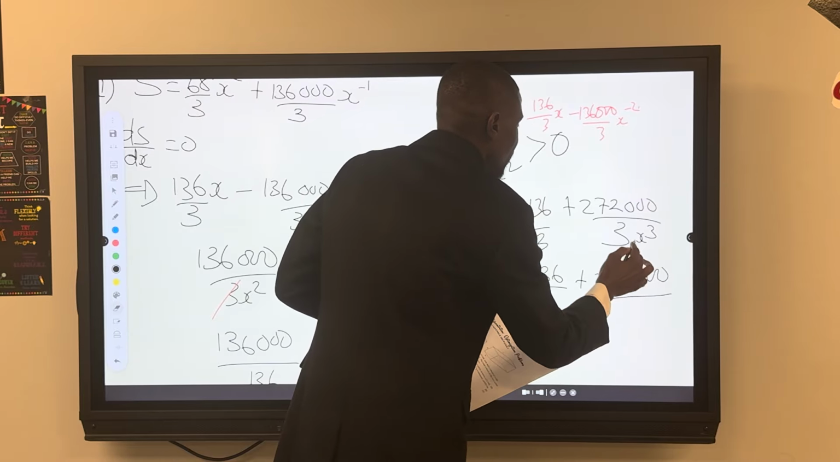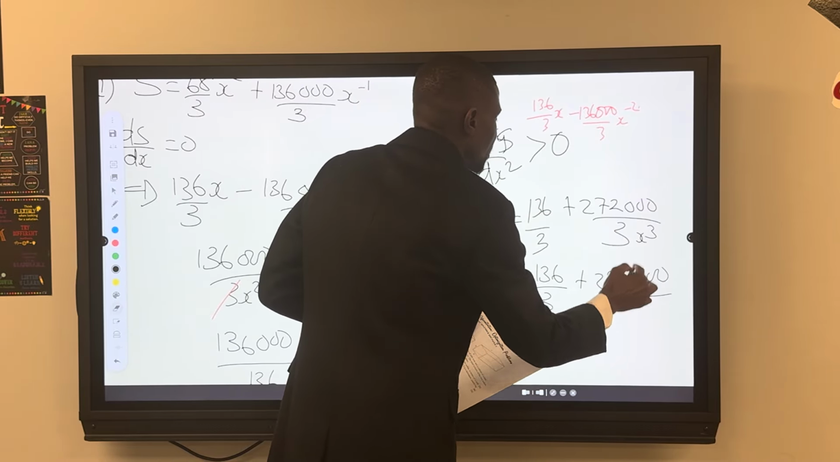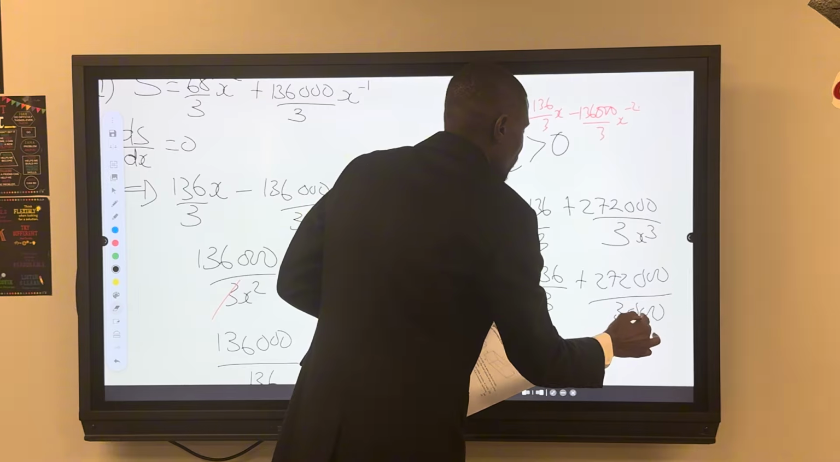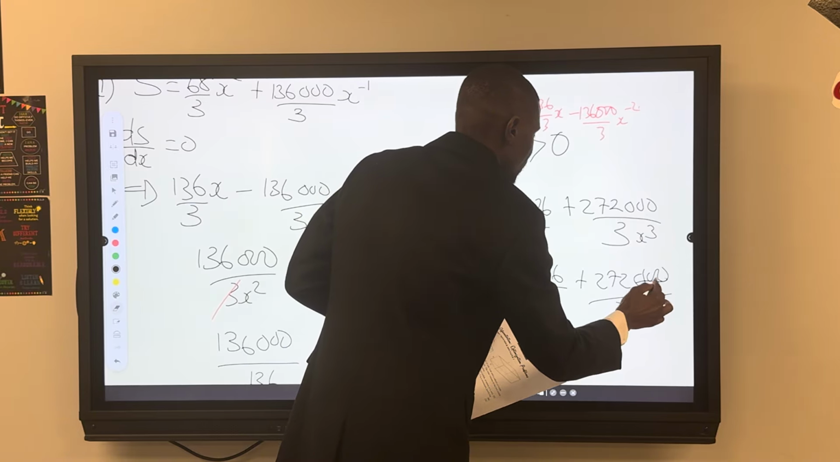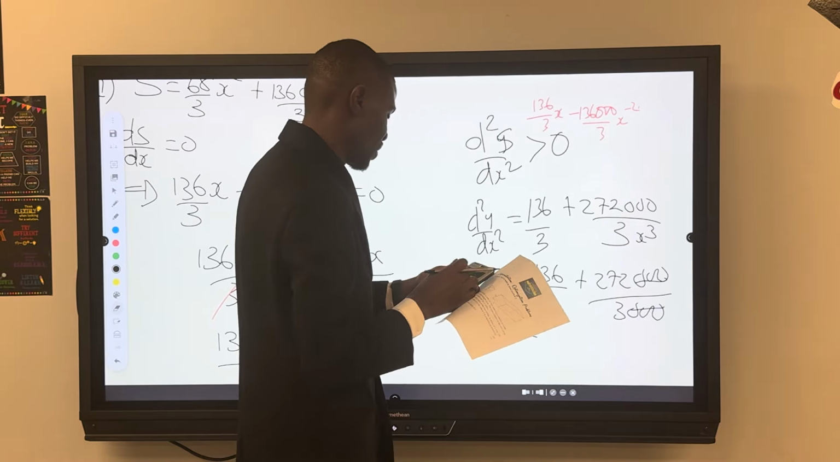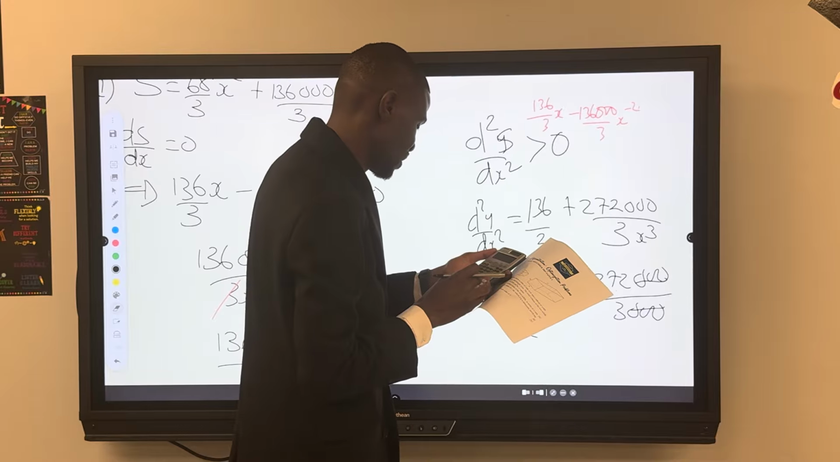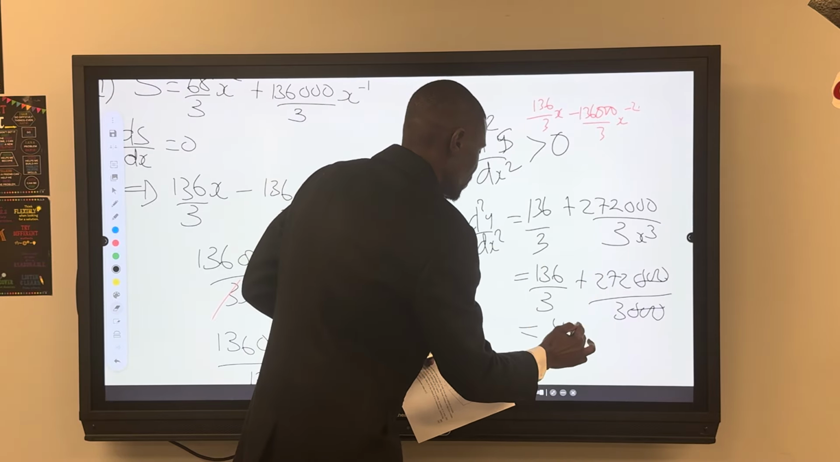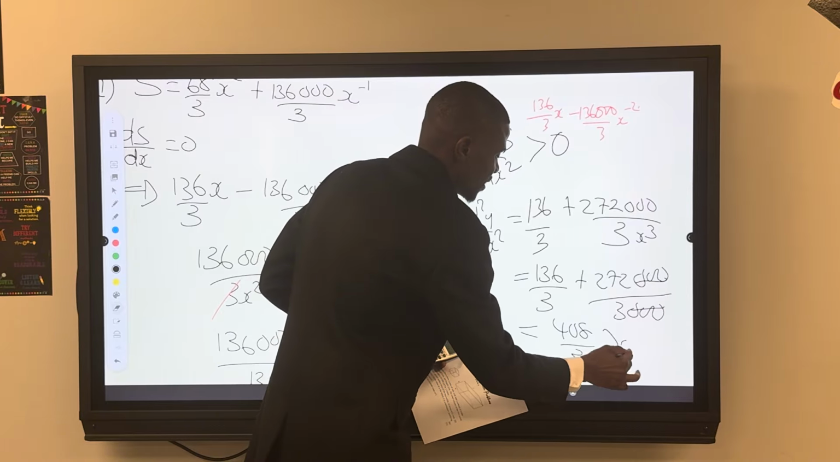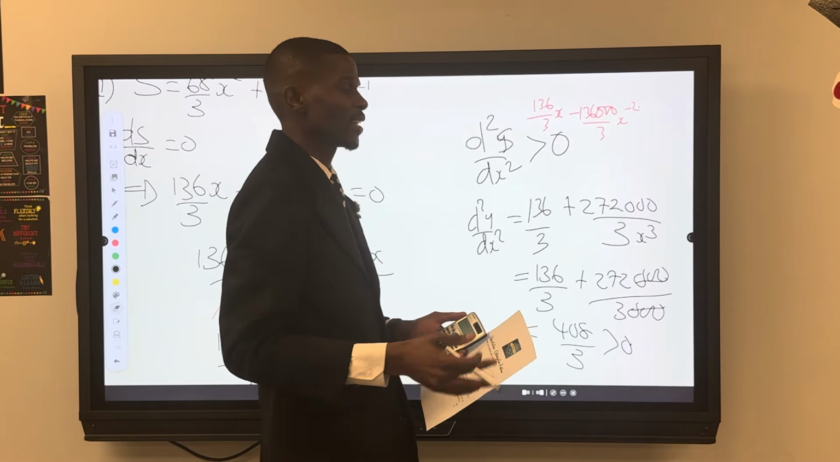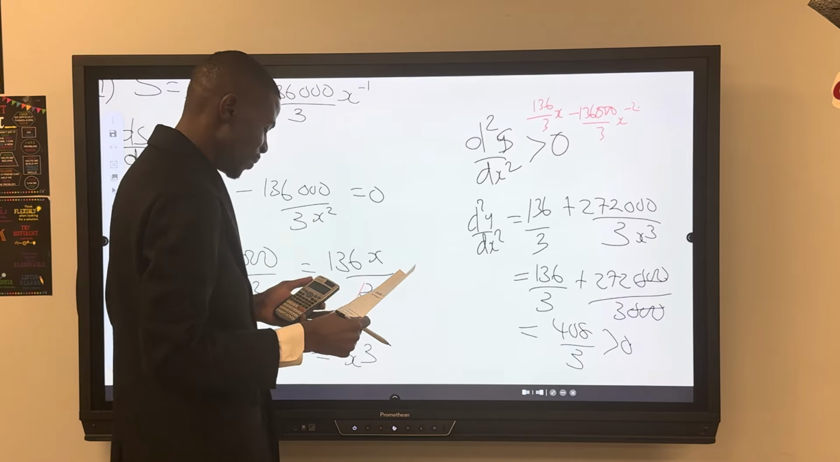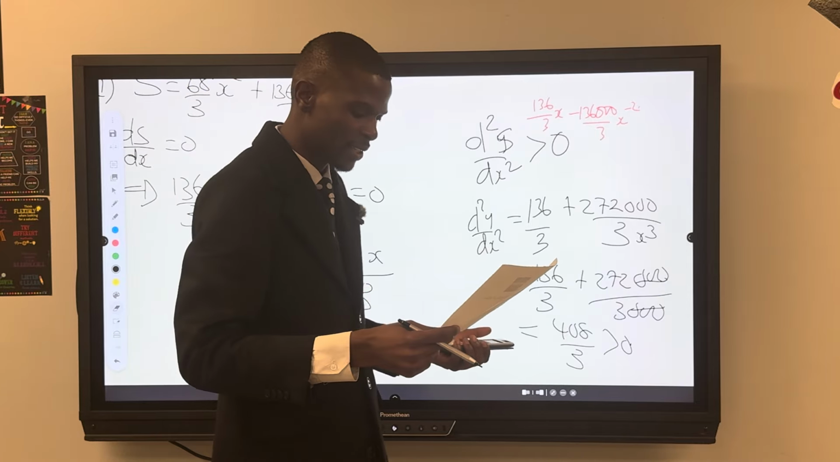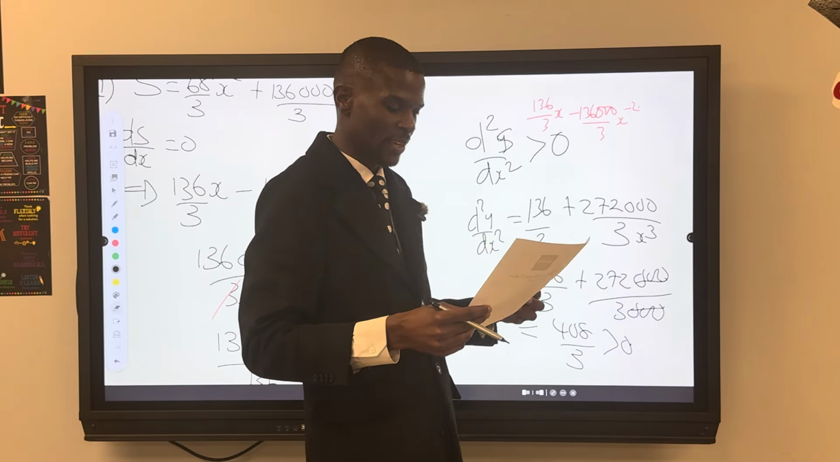So when we substitute x equal to 10, it's 136 over 3 plus 272,000 times 10 cubed, which is 1,000, over 3,000. All we want is just to show that this is positive. So 136 plus 272 is 408 over 3, which is greater than 0. So we have proven that this is a minimum.